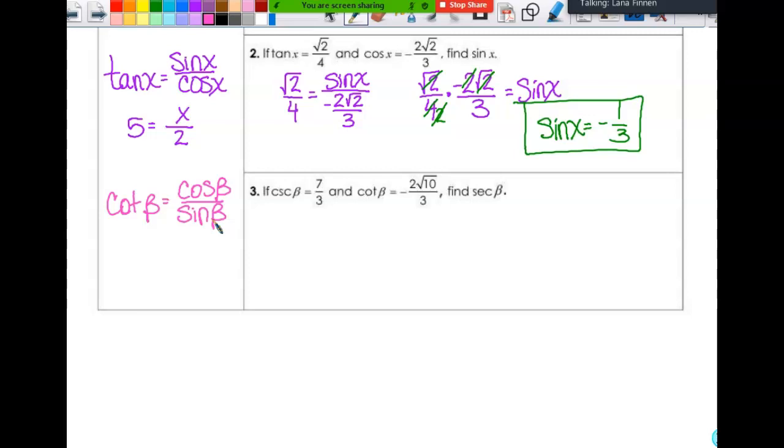So if I could take this right here, and instead of it being cosecant, I'm going to make that into sine. So sine of beta would be 3 over 7. Catch my logic here? So now I can use the cotangent and the sine. That will give me cosine, which is not what I'm looking for, but once I have cosine, will I be able to get secant? Yes. Okay, so I'm going to substitute this stuff in. And let's see, my cotangent is negative 2 square root of 10 over 3. That's equal to the cosine, which I don't know, over the sine, which is 3/7.